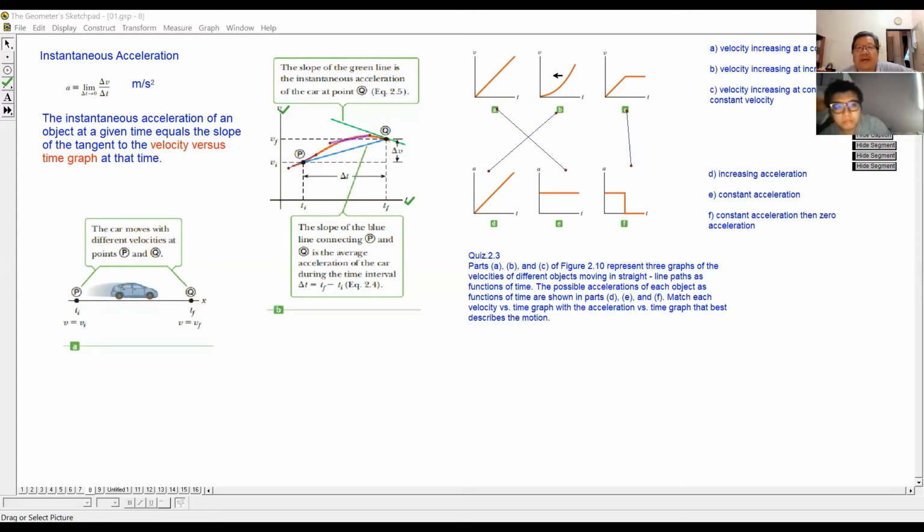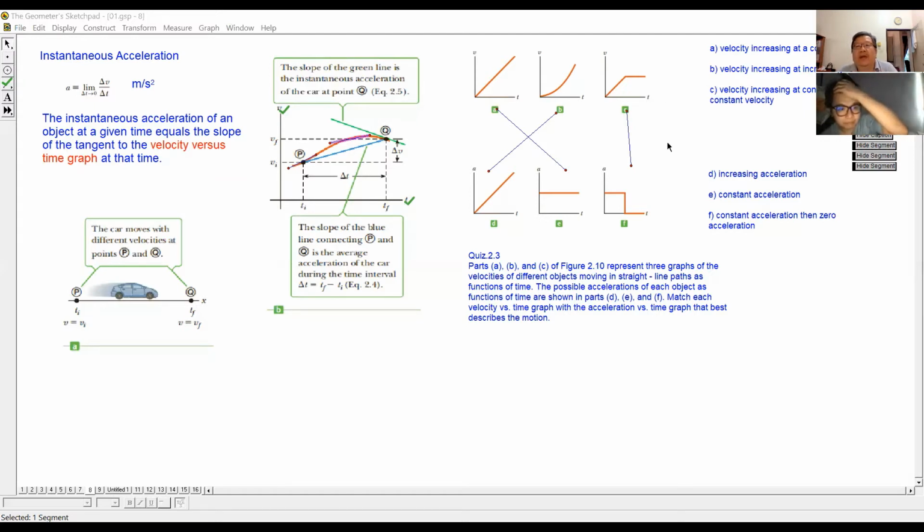Now we have three graphs on the right here. All of them are labeled velocity versus time. But the shape of the graph is different. The first one is a straight line passing through the origin. The second one is a curve that curves upward. The third one consists of two parts. At first, it is a straight line with a slope. The second part of the journey is a horizontal straight line.